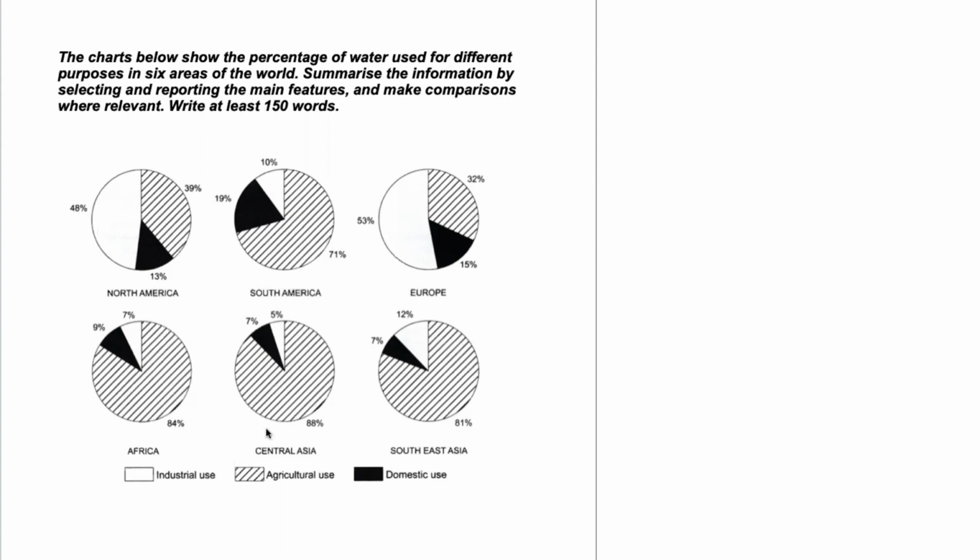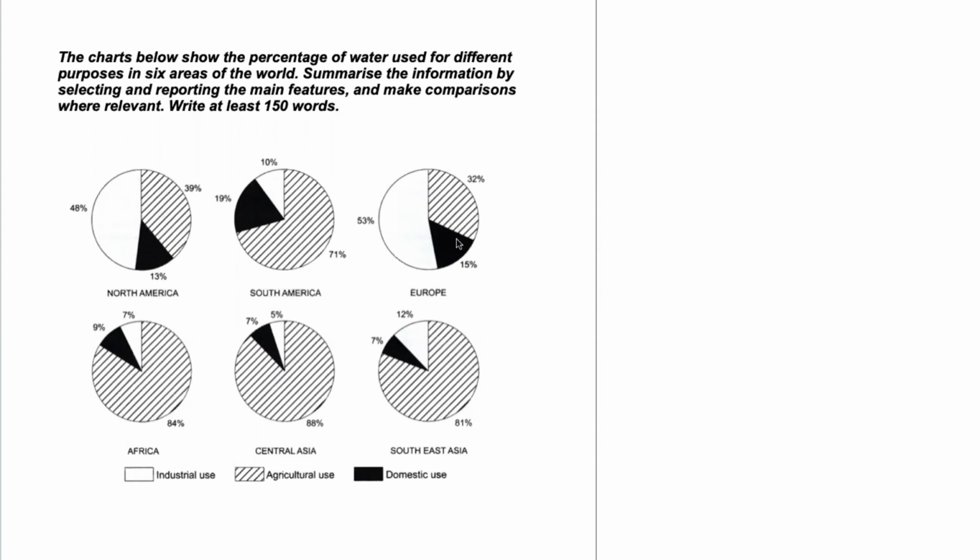And the thing that should be jumping out at you is agricultural use. Notice how in these last 3 bottom areas, it is the absolute highest amount, also for South America. And we also have a nice chunk, a nice percentage of agricultural use in North America and Europe.